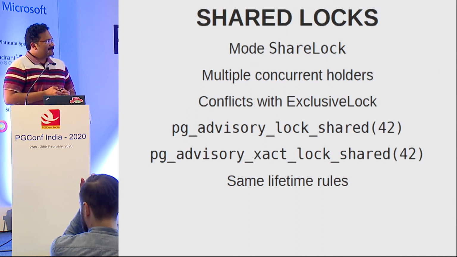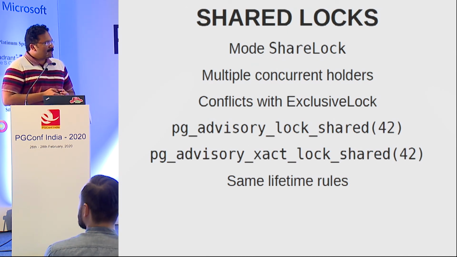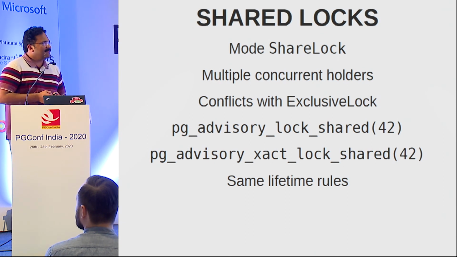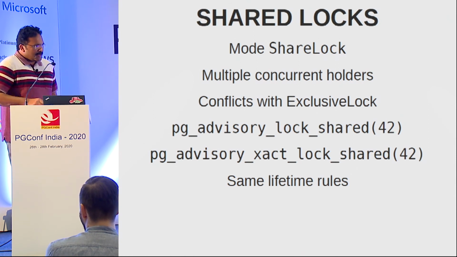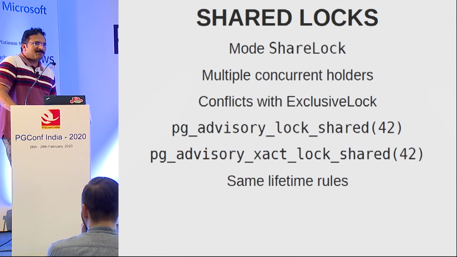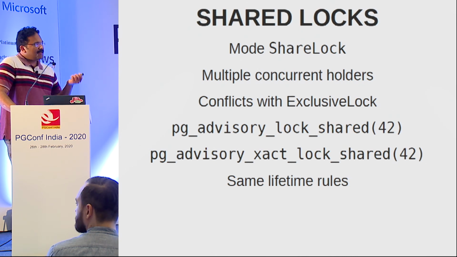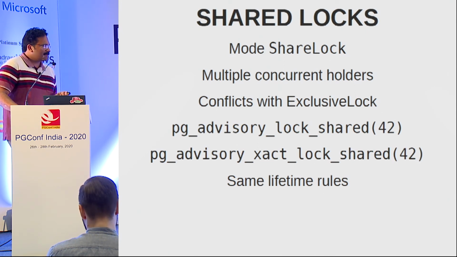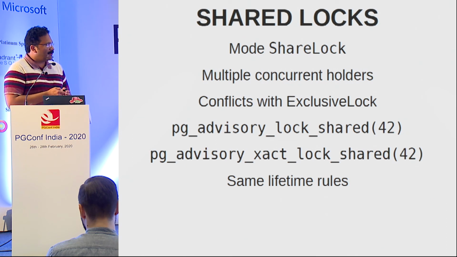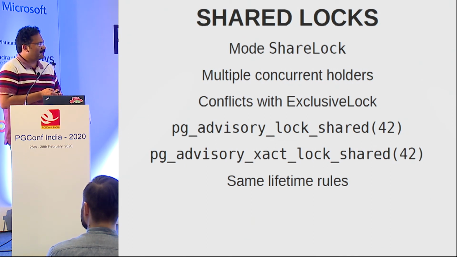Rather than exclusive locks, as I said, you can acquire shared locks with either session or transaction lifetime. They're just like the other locks, except you use a different function to acquire them. And they conflict with exclusive locks. So just like you can't drop a table while sessions are selecting from it, you can't hold an exclusive lock while there are active share locks on the same key. So 42 in this case.